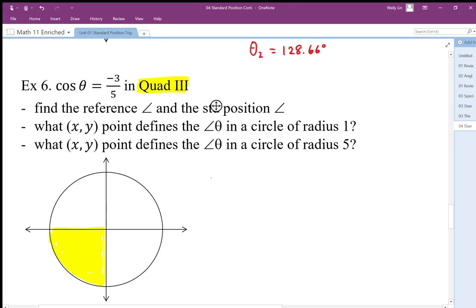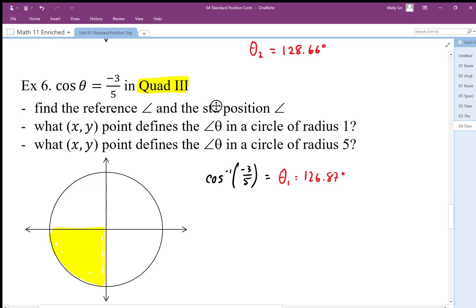So I want to undo this cosine, and again the input is a ratio. I never put a ratio into the cosine. I put the ratio into the inverse cosine, and that's going to give me theta 1. When I work this out, I do inverse cosine of negative 3 over 5, and I get 126.87 degrees.